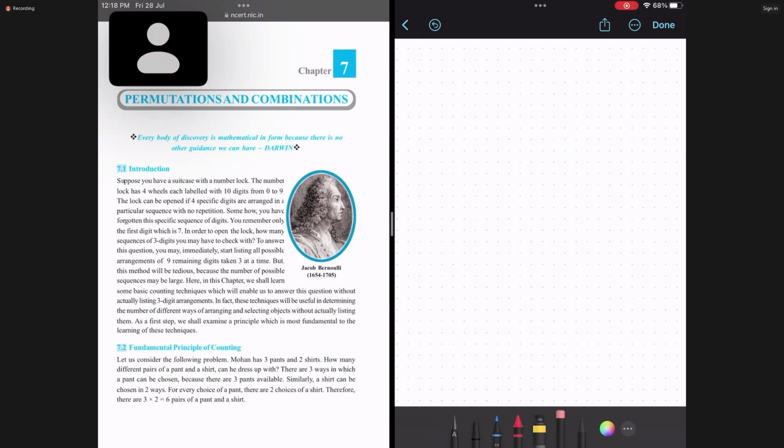And today I am here to discuss the chapter Permutations and Combinations, which is chapter number 7. So before actually beginning this chapter and going through the exercises, it is very important for us to realize what this chapter is all about.